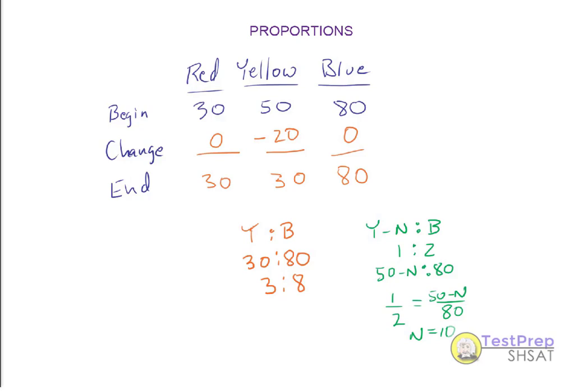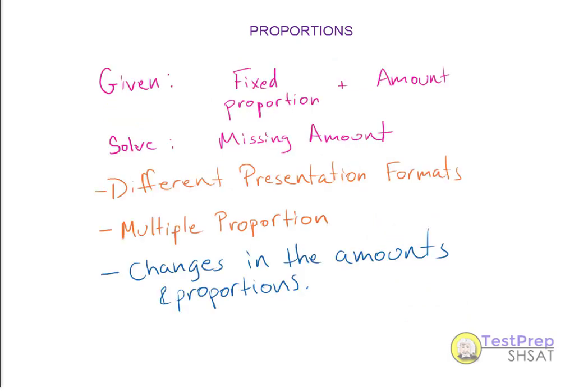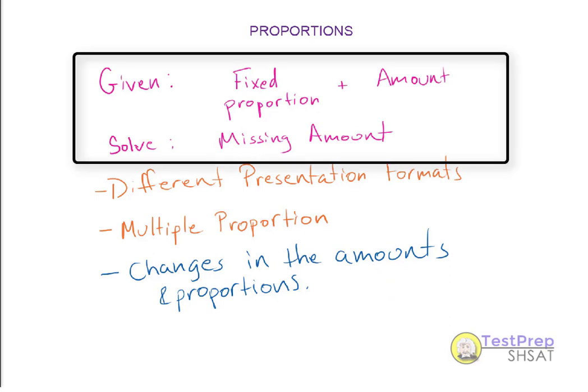But one way to organize your problem and set it up for the change is to set up a table with the different things, a beginning, a change, and an end. We started with a simple fixed proportion given to us in a problem and an amount of one or all of the items. That required us to solve for a missing amount. That was our typical basic proportion problem.